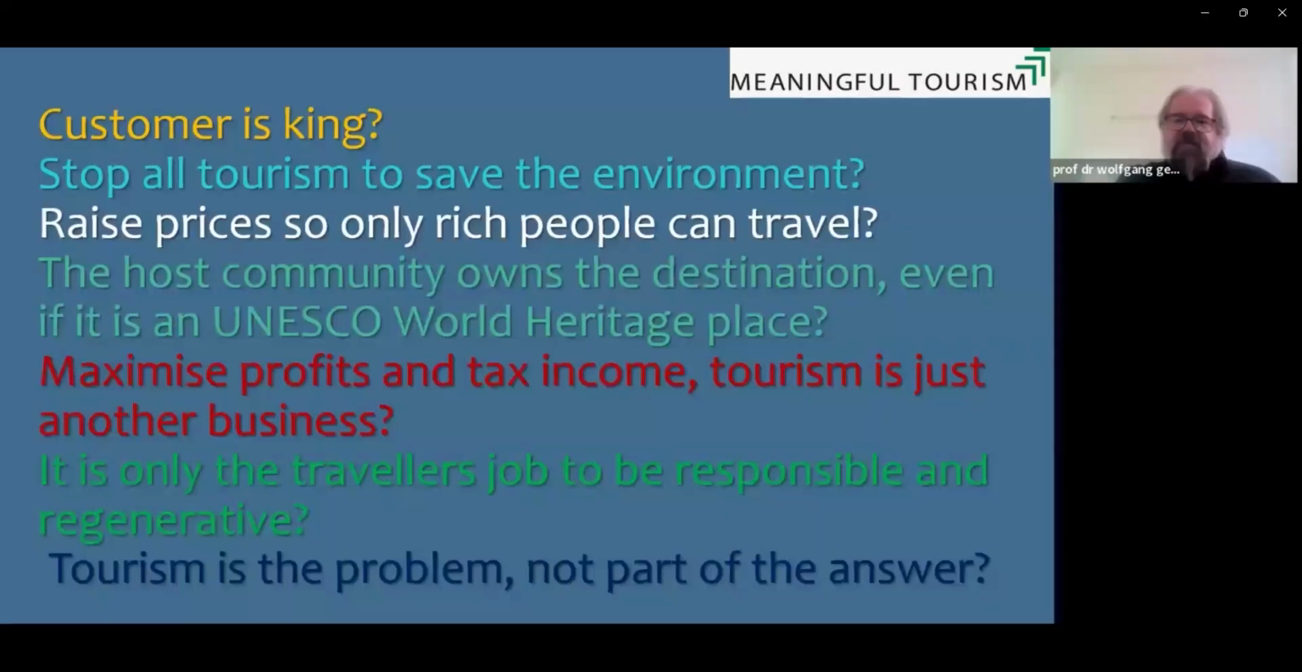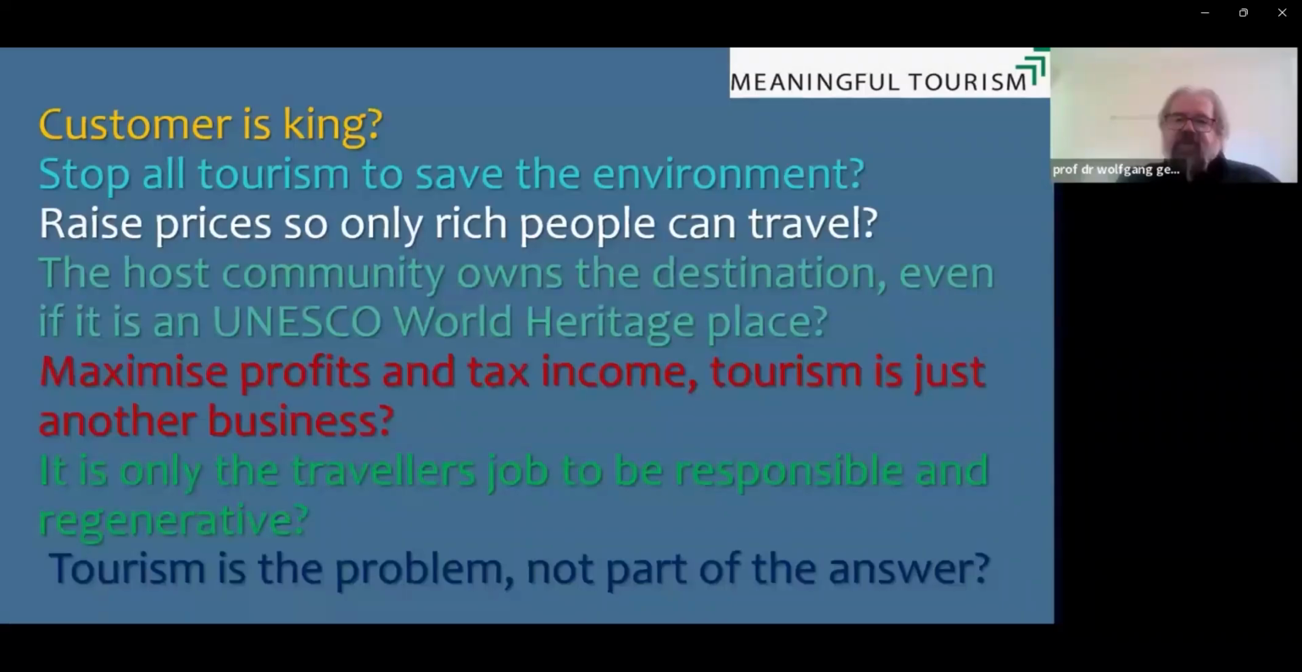On the other hand, some people say, no, the host community can decide what is happening in their destination, if they let tourists in or out. For instance, if places are a UNESCO World Heritage Site, like, for instance, Amsterdam, the city center, so clearly UNESCO says this place belongs to the world and has to be possible to visit for everybody.